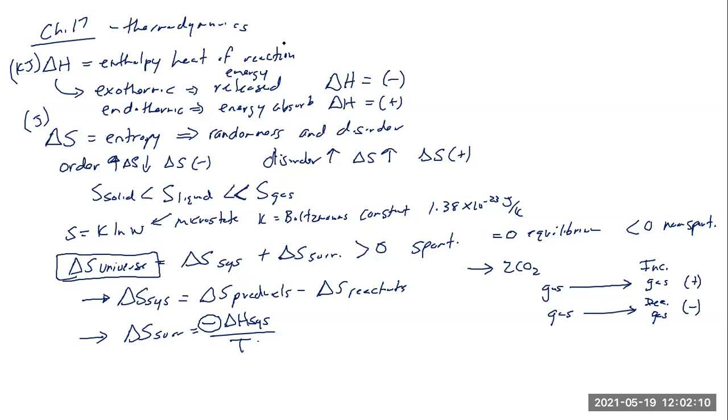Also, in this chapter, we moved on to some other letters in the alphabet, and we got to G, which is good. And G, or delta G, is our Gibbs free energy.